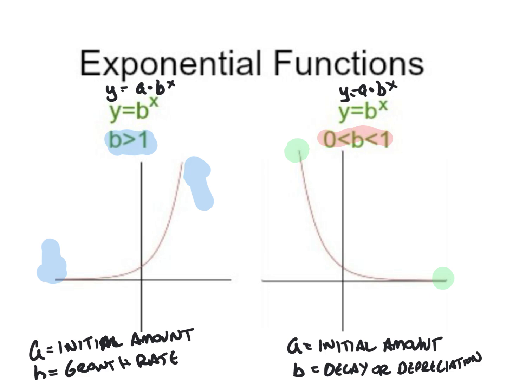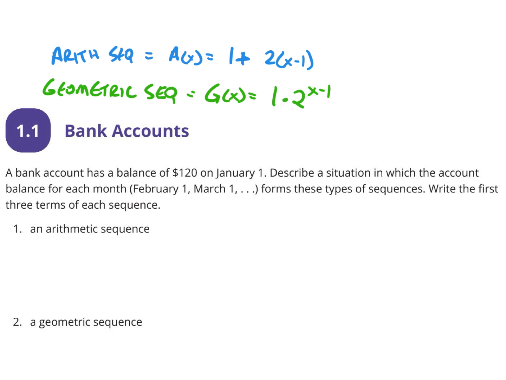Most standard exponential functions will come through the point (0, 1). Sometimes they move up and down due to changes, but for the standard a times b to the x, it will come through the point 0 in x, 1 in y, so your start point will come through 1. Okay, let's look at our first problem.